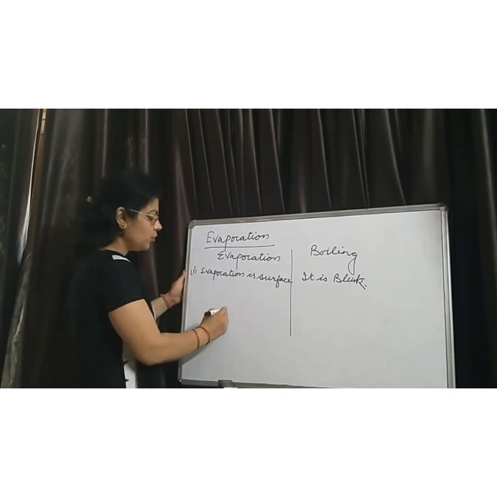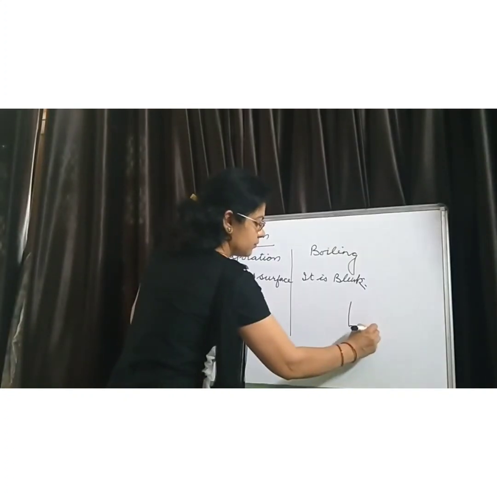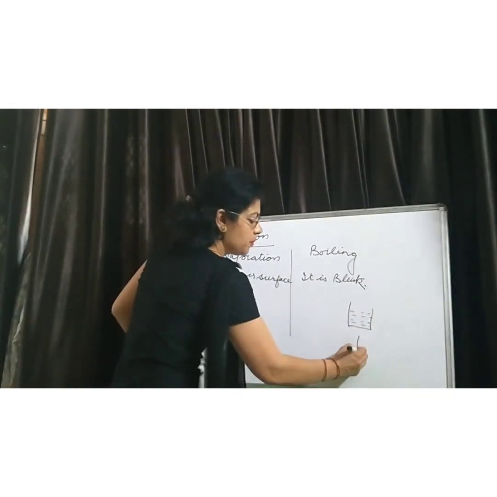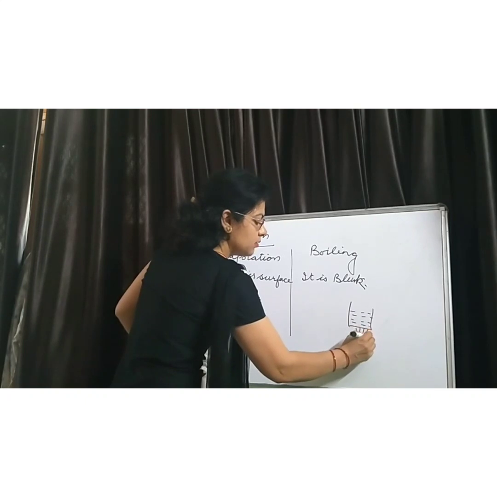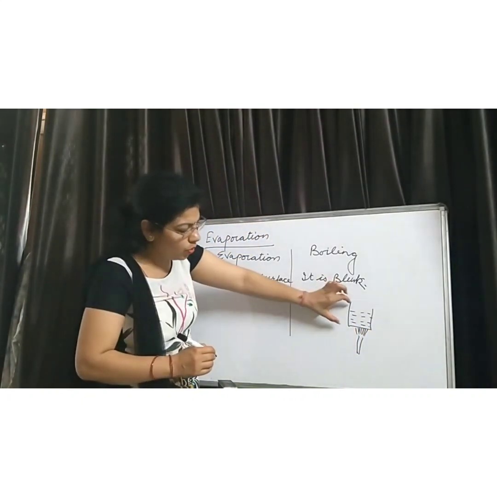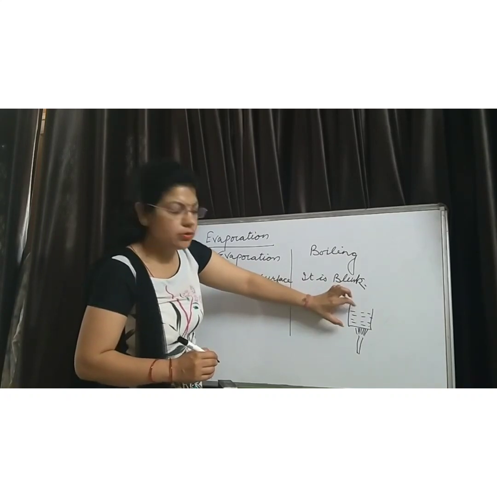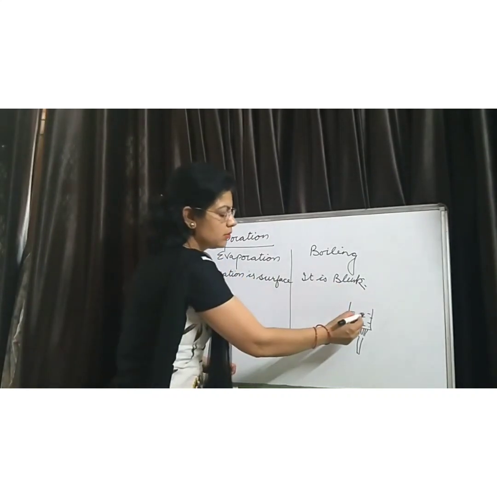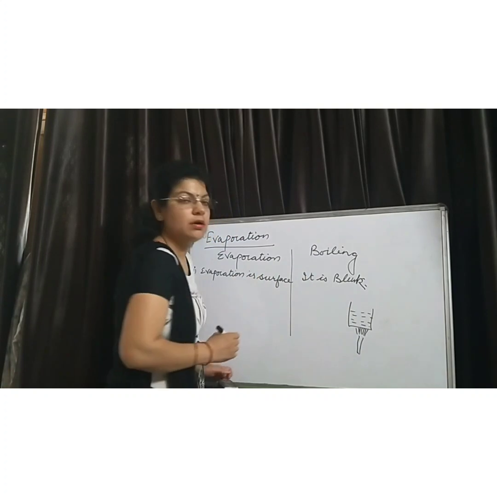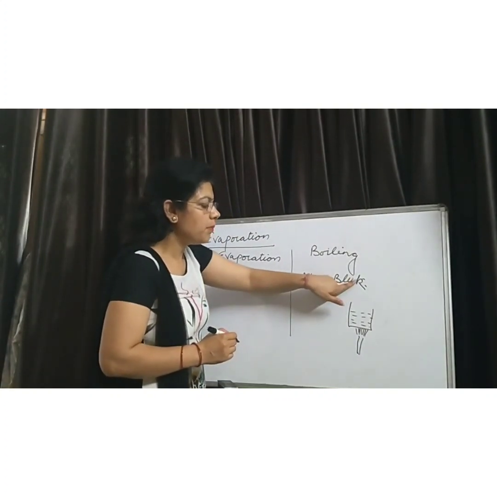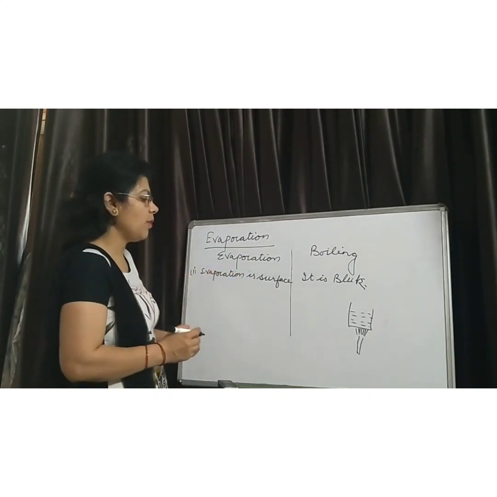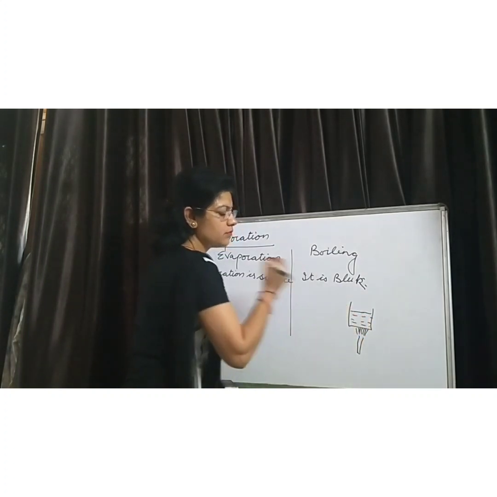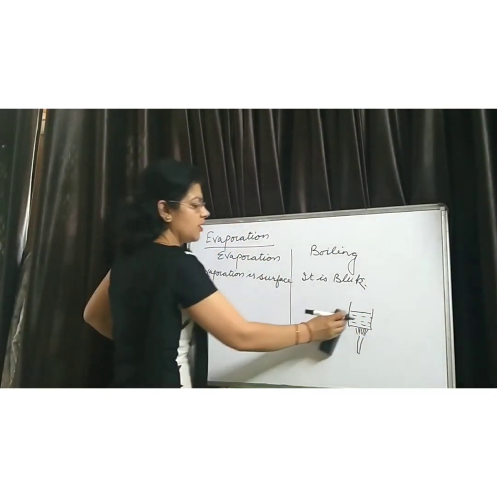Bulk means when you heat the liquid, you take the water in a container. When you supply heat to this container, you observe that the whole water starts boiling. Not only the surface water, the complete water starts to boil. This water which is present in this container is known as the bulk. This is the bulk phenomenon. And evaporation takes place only on the surface of the liquid. This is the main difference between evaporation and boiling.